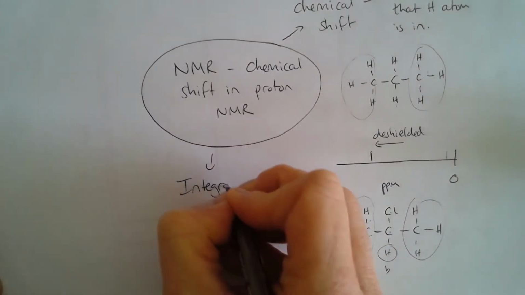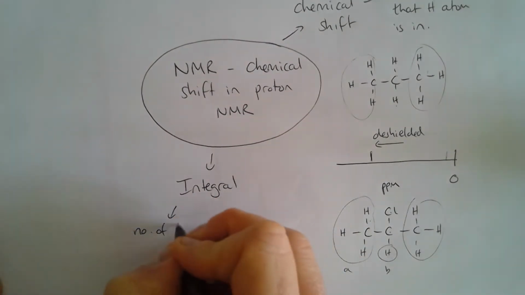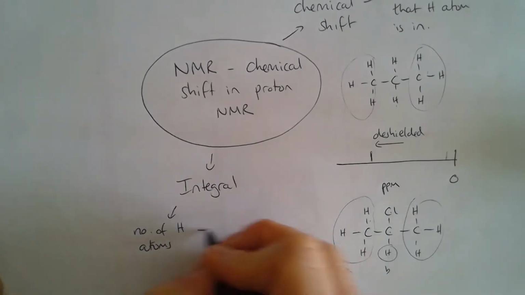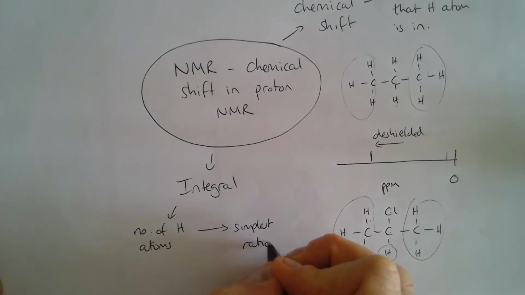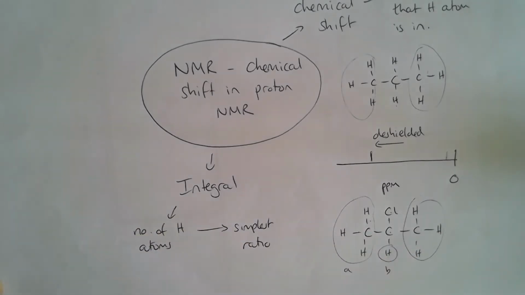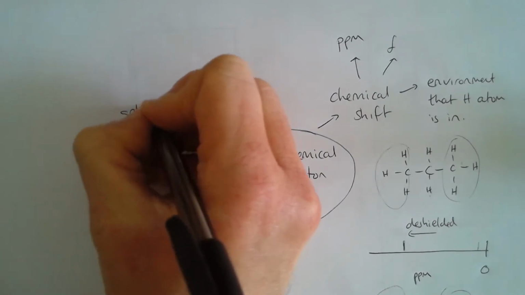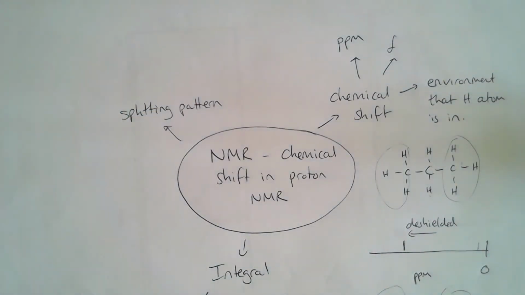We also spoke about integral. Integral is simply the number of hydrogen atoms in a particular environment. It's often the simplest ratio, and we'll see those on example 2 when I have a look through them. And then also we get the splitting pattern. We're not going to deal with the splitting pattern in this video.